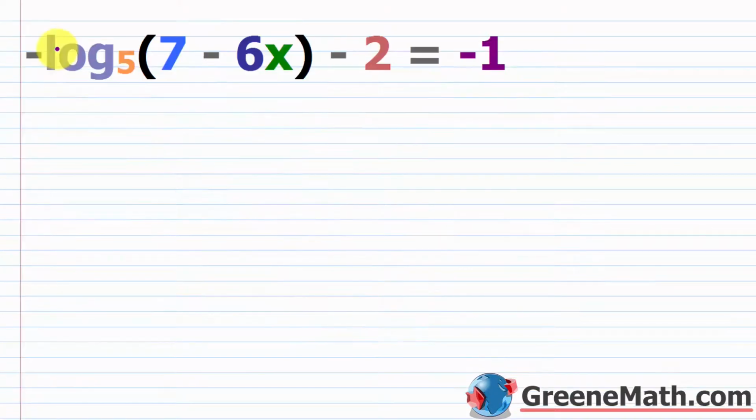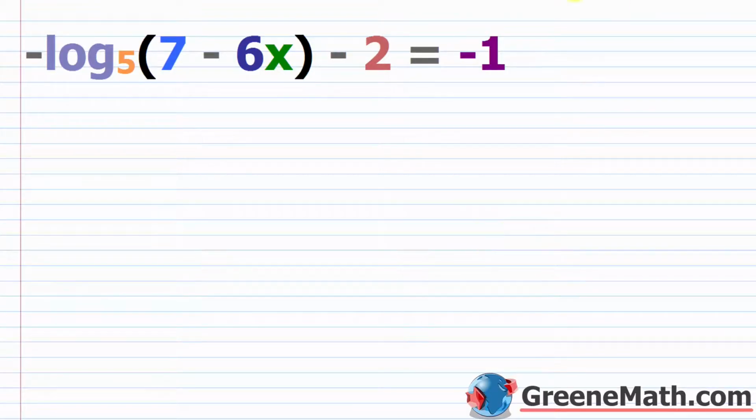All right, so now let's look at two harder examples, or you could really just say more tedious examples. They're not necessarily harder. So we have the negative of log base 5 of (7 minus 6x), and then outside of the parentheses, we have -2, and this is equal to -1. If you get a problem like this, the first thing you want to do is write it in a familiar form.